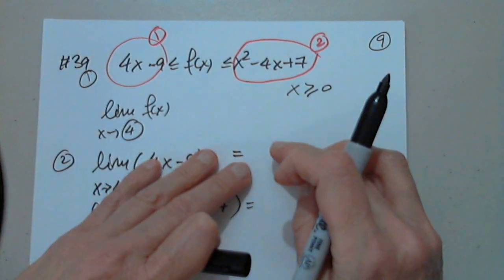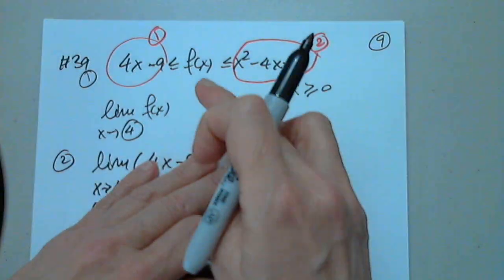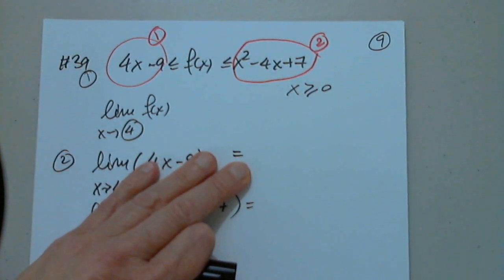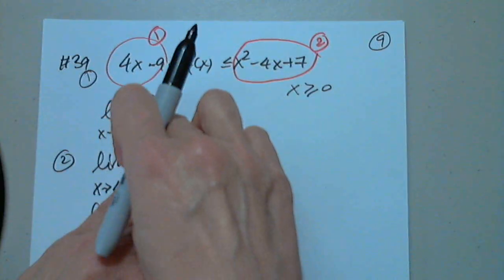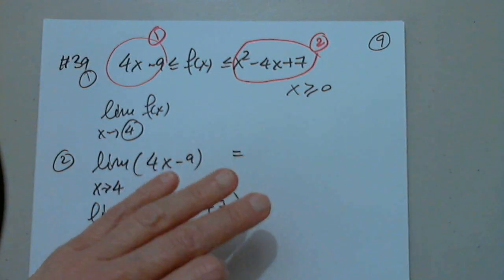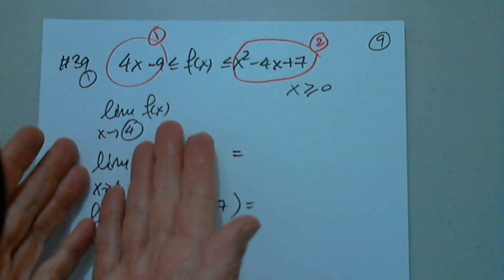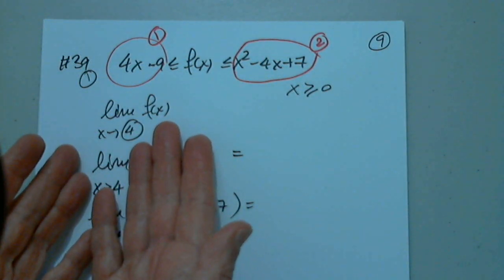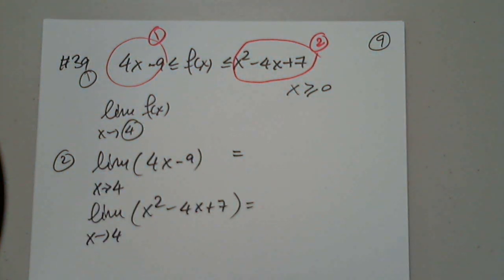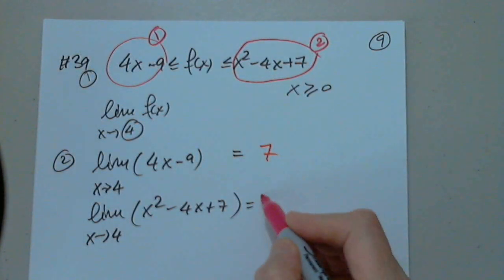What happens if this one is 5 and this one is 10? What will I conclude about this? Does not exist? The theorem doesn't apply. I have no idea how to find this. The squeeze theorem does not apply. It may exist or not. I have no clue. So what is this and what is this? They're both 7. Very good.